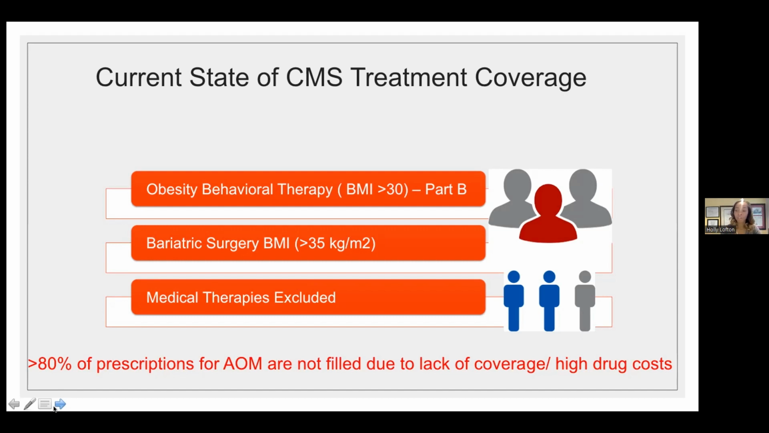There are currently legislative pushes to help improve this treatment coverage, but right now it's going state by state. For example, in Pennsylvania, where I did my fellowship, they do have CMS coverage for anti-obesity medications, but in New York currently we do not. I do advocate for this, and if you're interested in advocating, there's a group called the Obesity Action Coalition that goes to Capitol Hill to legislate, but also has letter writing campaigns and things like that that can help us.